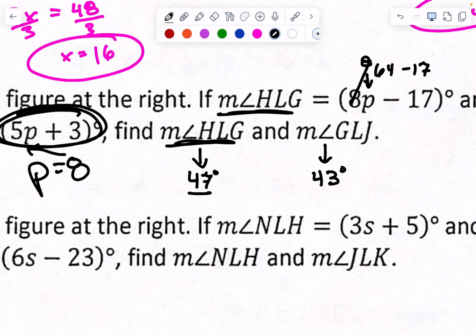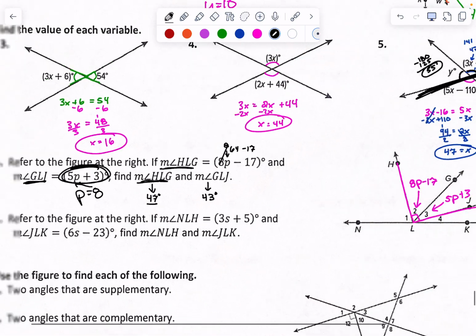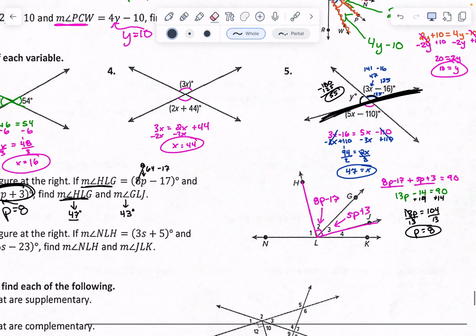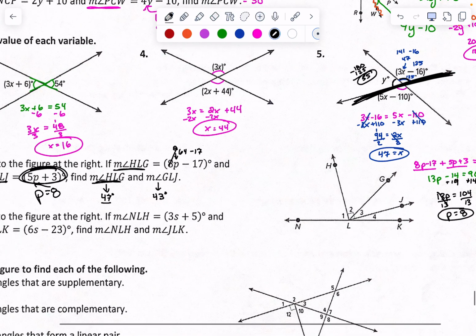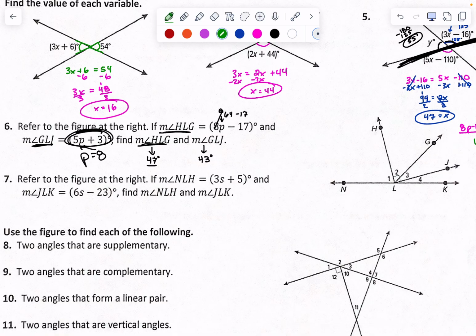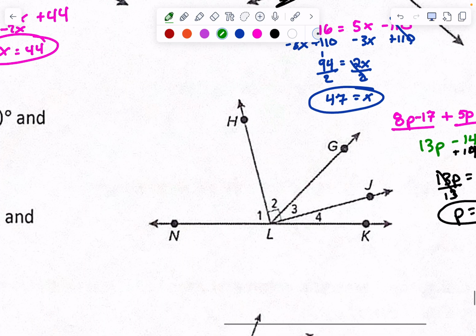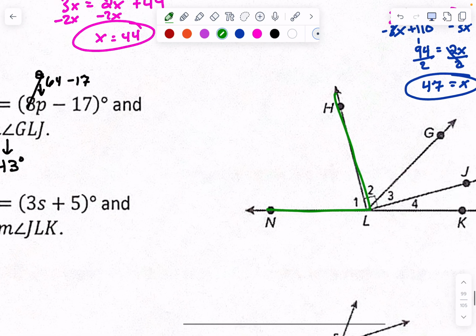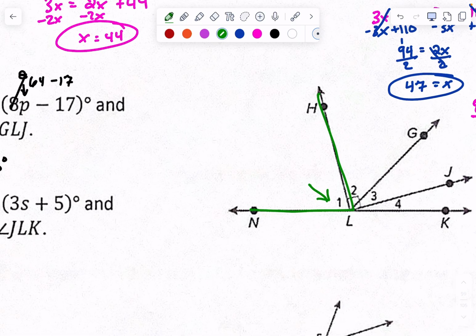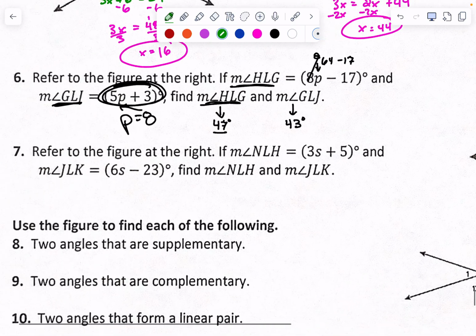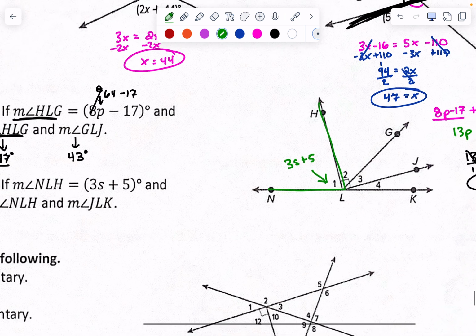What a mess. All right, I'm going to erase stuff, because we have to do another one. NLH is giving me some stuff. NLH is angle 1, and they say that this angle right here is 3S plus 5. That's what that one is. Then JLK.